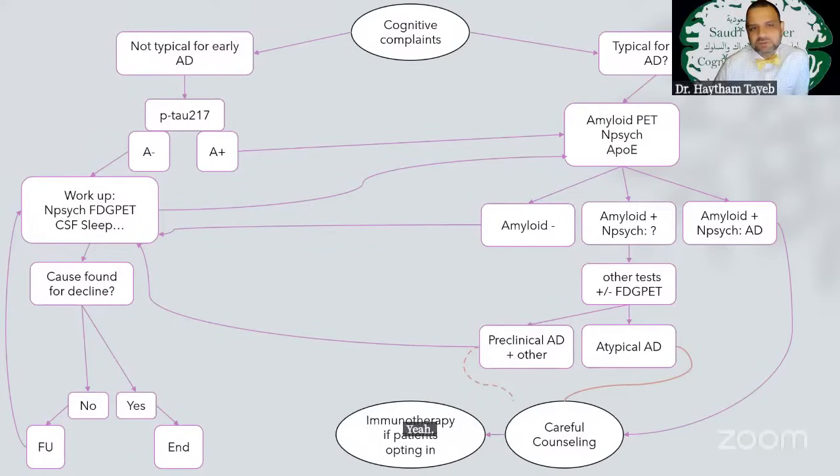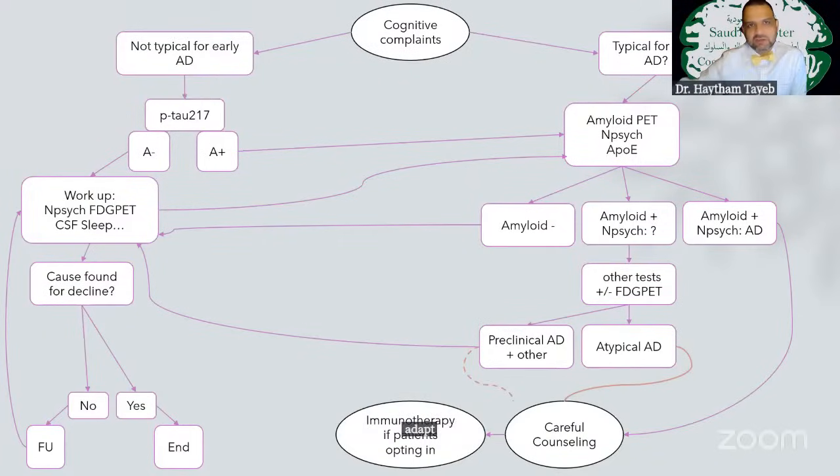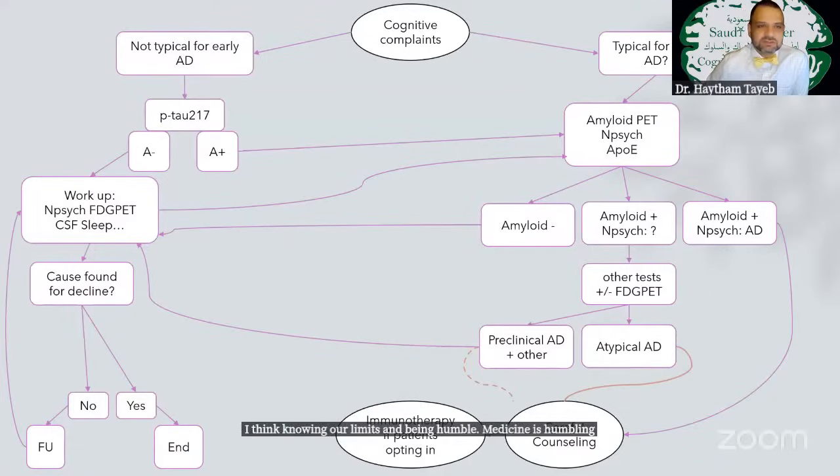Yeah. This is very much a work in progress, and I certainly want to learn about your experiences and modify what I do. And again, it's our responsibility. Knowing our limits is one of the most important competencies that we need to uphold ourselves to. As my mentor told me when I was sharing some of these struggles with learning how to adapt to this paradigm shift, we're all learning. And I think knowing our limits and being humble, medicine is humbling. So we need to know our limits and learn from each other, for the sake of our patients and families.